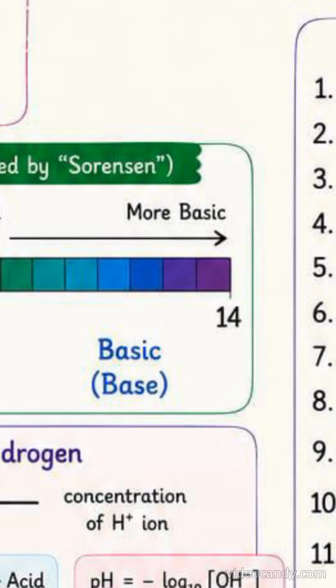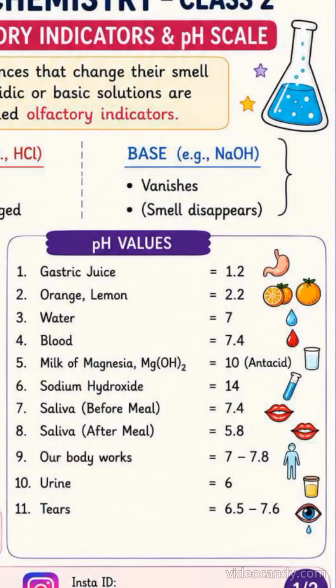And if you see here at the bottom, similarly for pOH, it should be pOH, it's not pH. pOH equals minus log base 10 [OH-]. This formula is used for base calculation. Here are some pH values of some substances. Gastric juice is 1.2.